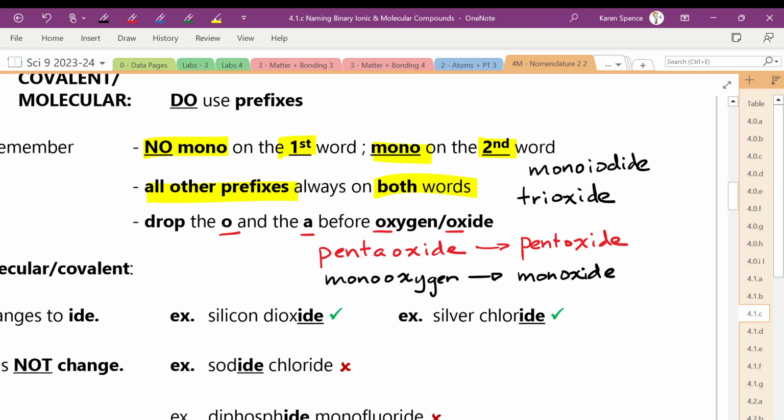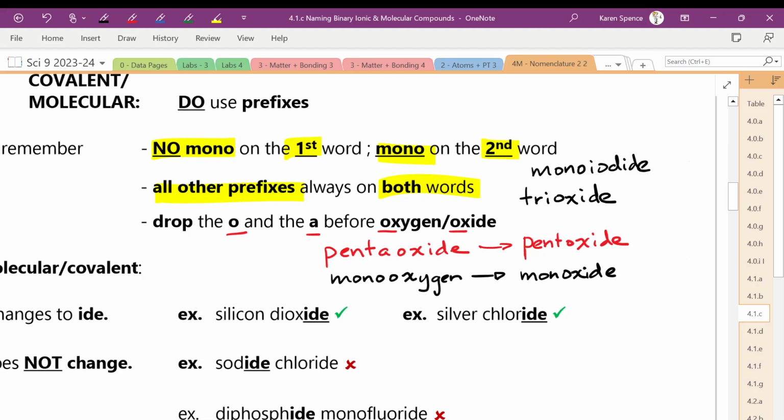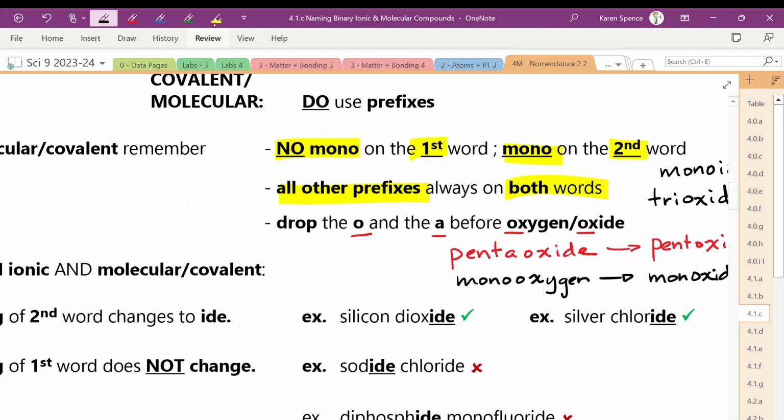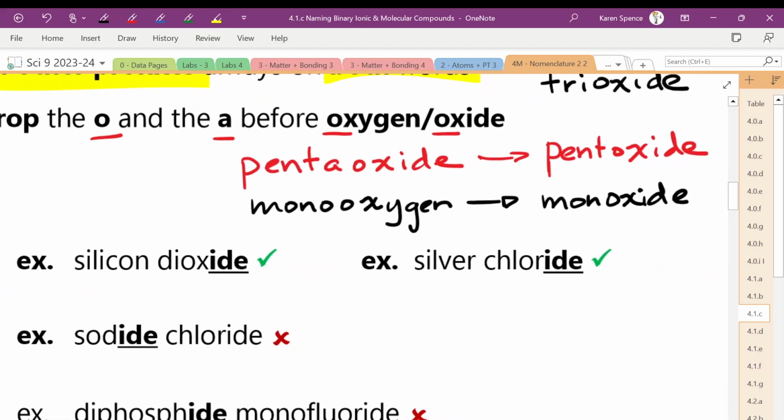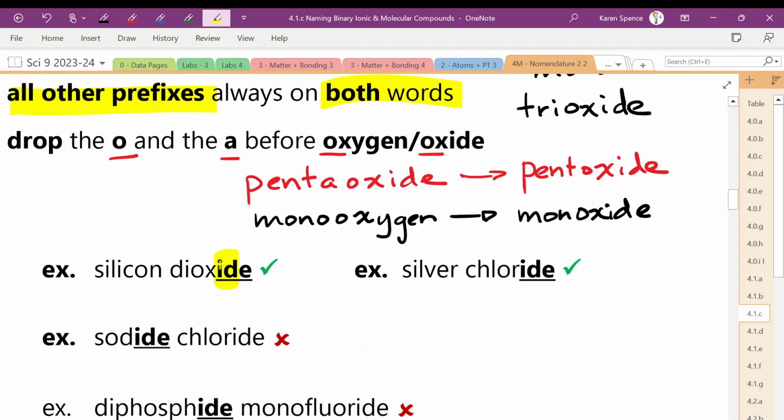Which word endings do we change? The second word always changes to ide. So silicon dioxide, doesn't matter, that one's covalent. Second word changes to ide. Silver chloride, that one is ionic. That ending changes to ide. So that's the second word.